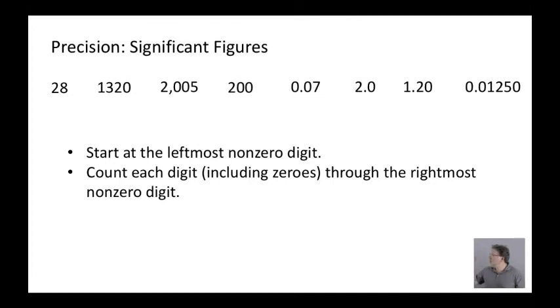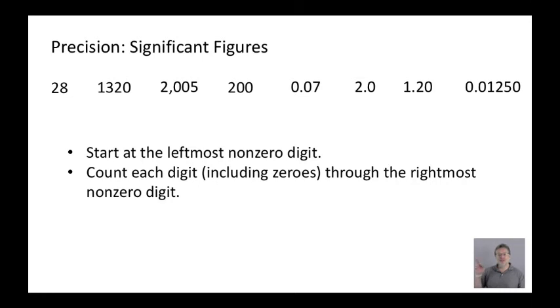For the fourth one, the 200, we start at the 2, and guess what? That's also the digit that's farthest to the right that is not a 0. We only have 1 significant digit there for 200. The same thing for the next one, 0.07. We start at the 7 and we end at the 7. There's only 1 significant digit there.